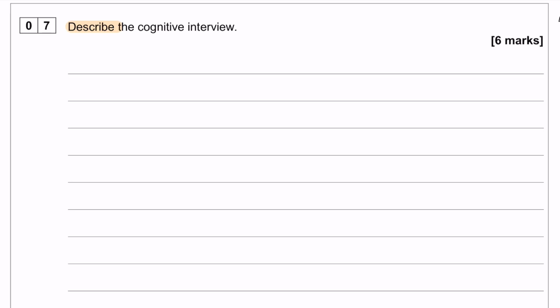Something to bear in mind with this question is that you don't have to necessarily talk about all of those different elements of the cognitive interview. You could just pick out a couple, explain what they are, and explain why they work.